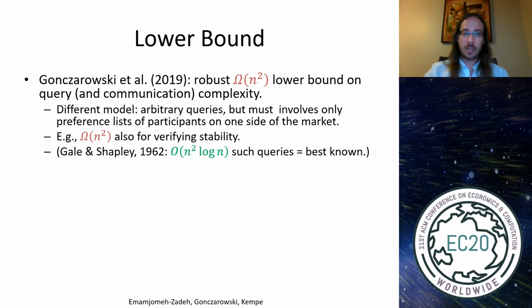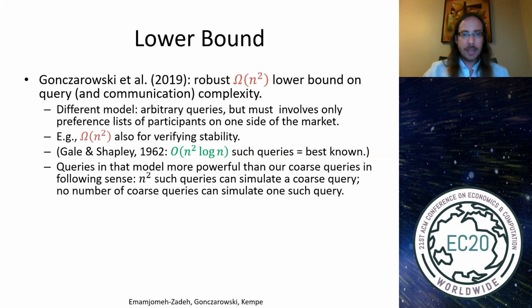Gale and Shapley's algorithm actually falls squarely within their queries, so it requires n squared log n bitwise queries, so it gives an upper bound of n squared log n. That's actually the best known upper bound, so there's a gap here. And queries in that model, even though they're incomparable to ours, in our model you have one kind of query that's answered adversarially. It's not a bitwise query. They have bitwise queries, arbitrary, but can only target one side of the market.